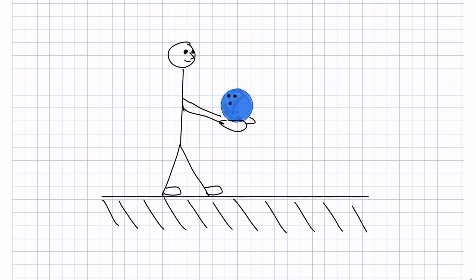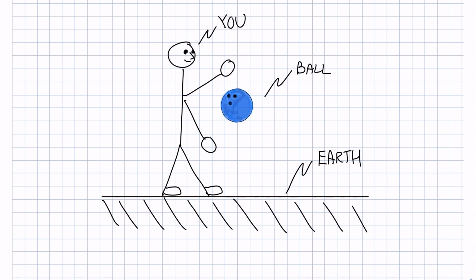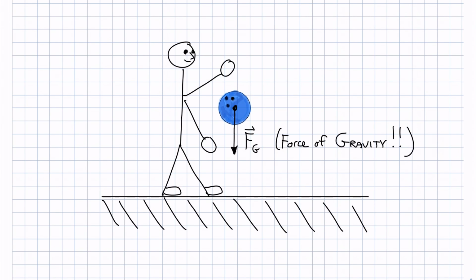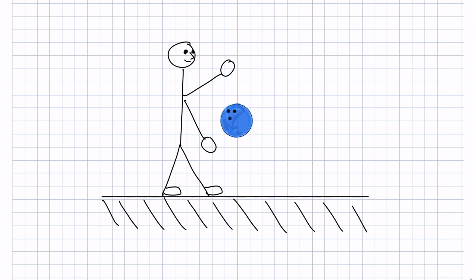So to start, here's you holding a bowling ball. Now you're going to release it and let it fall to the earth. The main bodies in play here are you, the earth, and the bowling ball. And once you release the bowling ball, the only force acting on it is the force of gravity due to the earth. We'll see why that happens in a minute.